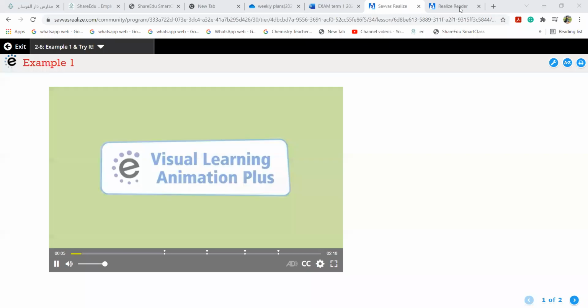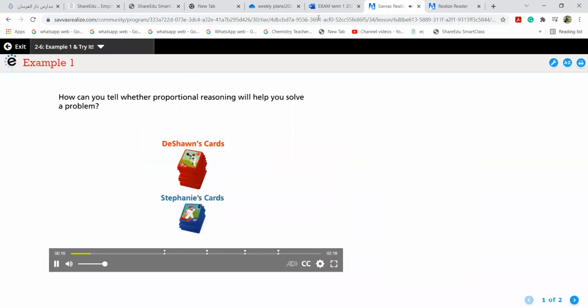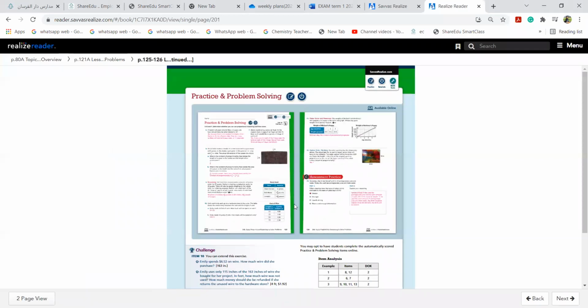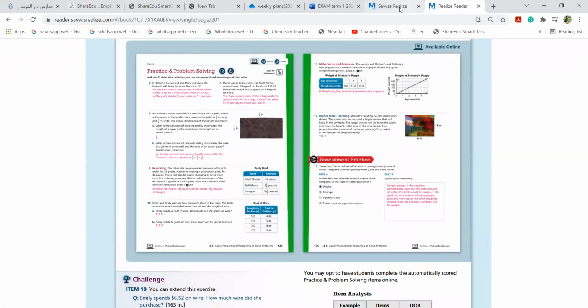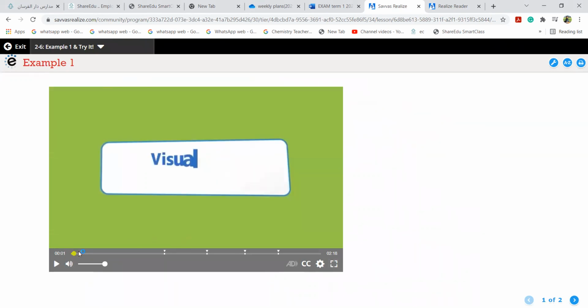How can you tell whether proportional reasoning will help you solve a problem? Grade 7, we'll start with a new lesson: applying proportional relationships and reasoning to solve problems. I have explained proportionalities to you for 2 weeks and you all understood well. It's just about applying the same concept to the questions. Look at the first example before we start solving it.